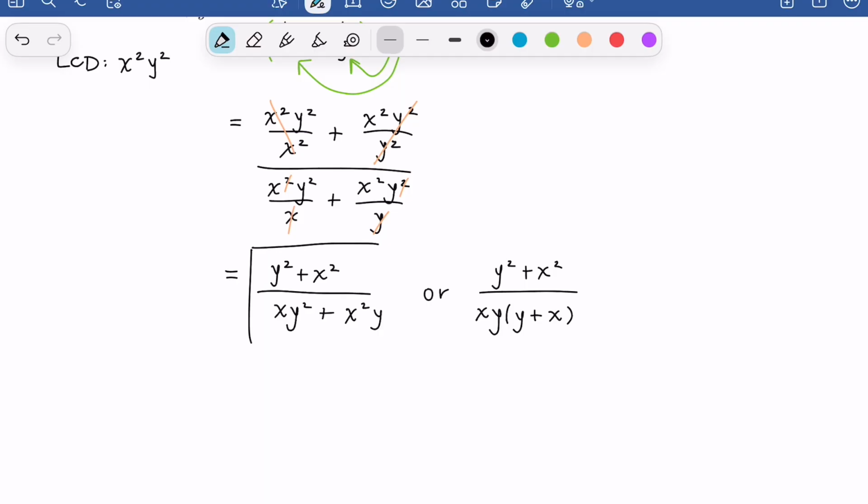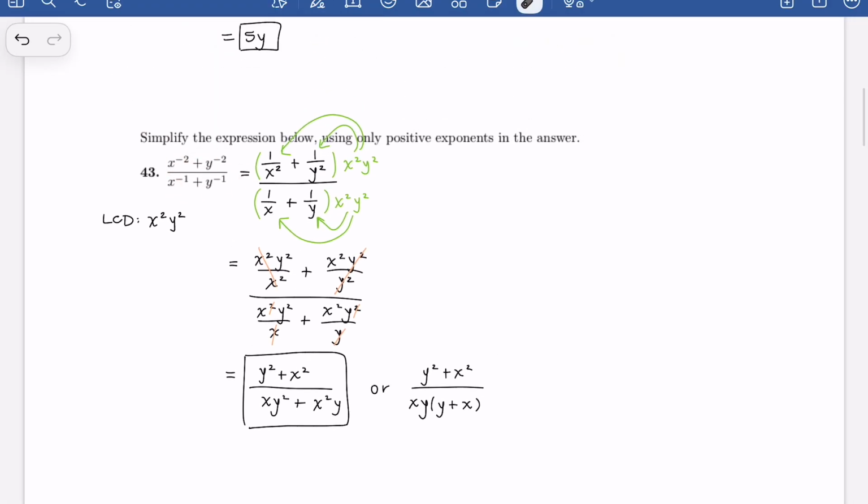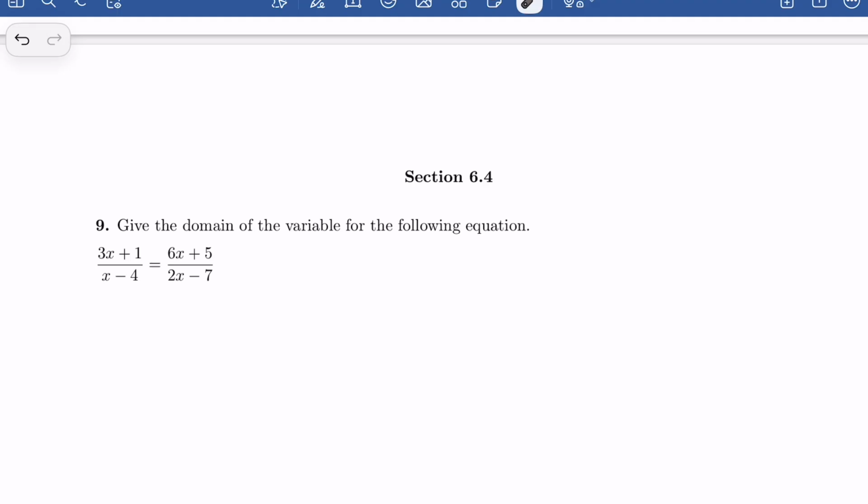Yep. So that's how we would simplify a complex fraction if we started out with negative exponents. This brings us to section 6.4. Now in this section, we're going to be actually solving rational equations and graphing them. But before we can do that, we need to make sure that we can find the domain of a rational equation. So, for example, we want to find the domain of this equation for our variable x.